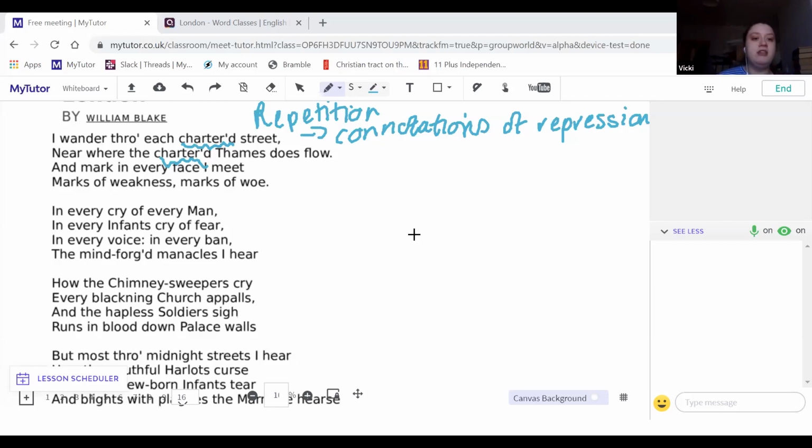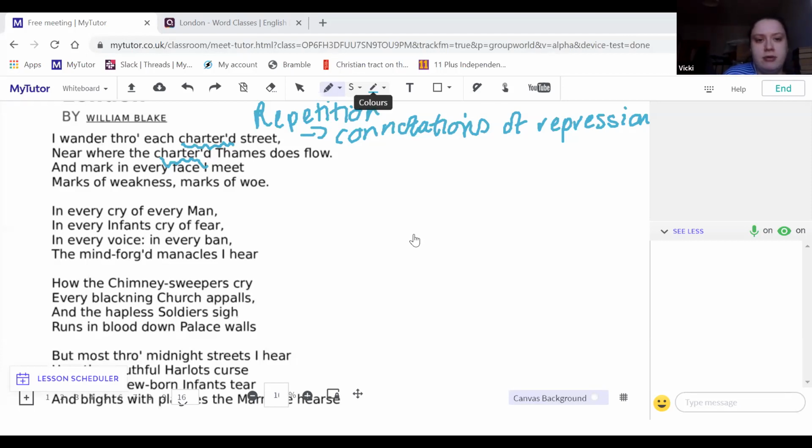Right, so near where the chartered Thames does flow. So this is a really interesting way of putting it. So chartered obviously isn't ruled by the government. The Thames isn't ruled by the government. The Thames just moves as it does. It's free, essentially. So it's a really interesting use of chartered.